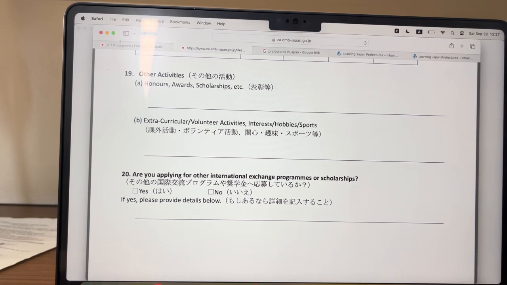Honors, awards, or scholarships. If you've ever had an award, then you can write that. For those that are part of the International Gold Key Society, you know, for those smart kids, you can write it here. But with me, unfortunately, I've never been part of that society. But I have a lot of awards in my name, so I wrote one of the awards here.